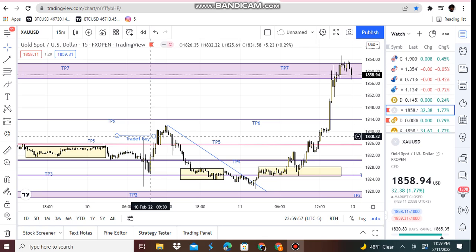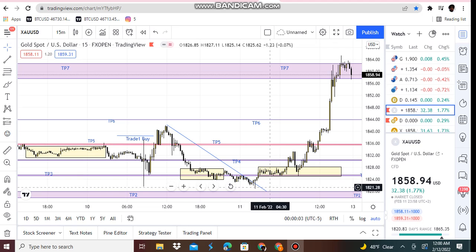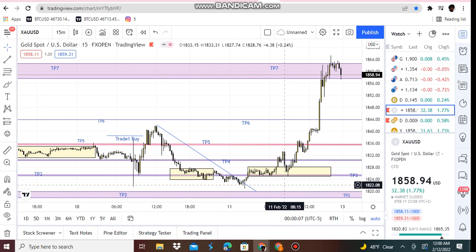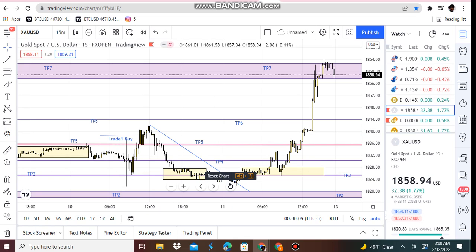We had got in for an entry right here. This is how you lose the most money. And then what does this price do? It shoots past all our trades and gets us out of these trades, right back down from take profit 4 all the way back down to take profit 2. This is why we draw our trend lines, to get a solid confirmation.